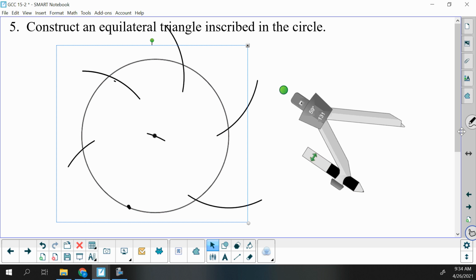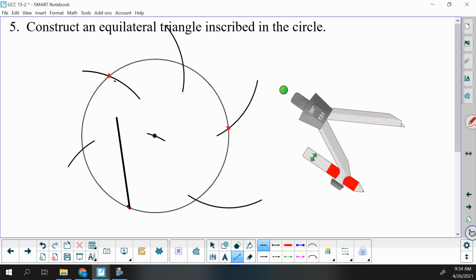All right, so the difference with the equilateral triangle is that we only want 3 sides instead of 6. So we're going to connect every other one. So we'll connect that one, and that one. So we'll go there to there, connect there to there, and connect there to there. And that is your equilateral triangle that is inscribed in the circle.